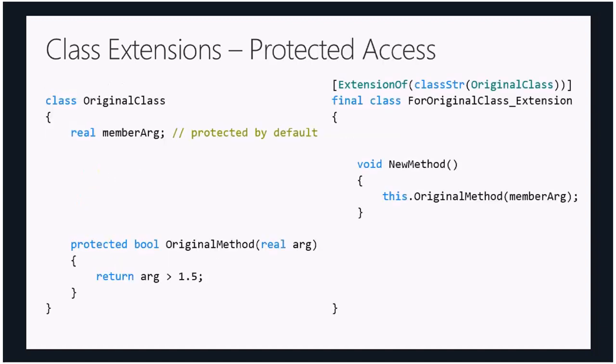A nice advantage that class extensions have is the ability to see protected members, both variables and methods. Private data is still hidden from extension classes, but extension classes now act like a derived class in that they have the same level of access to the protected state.